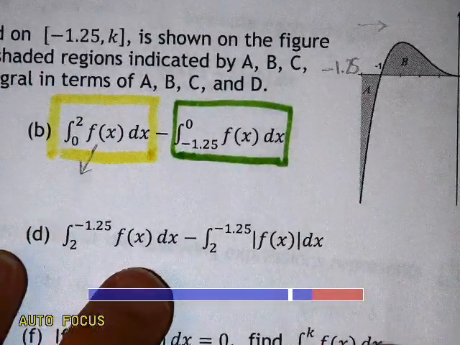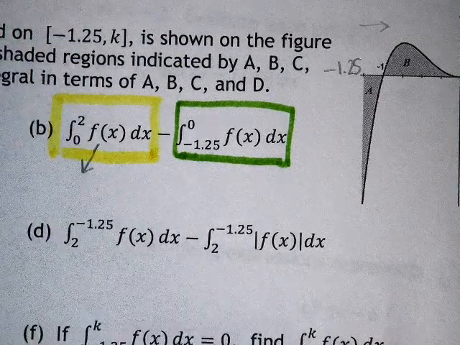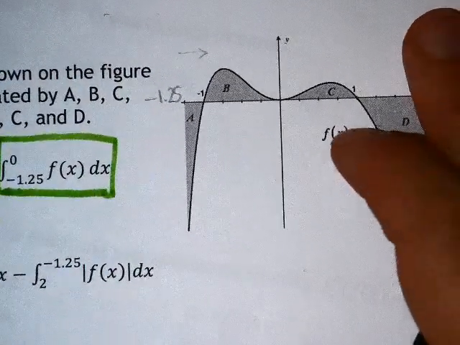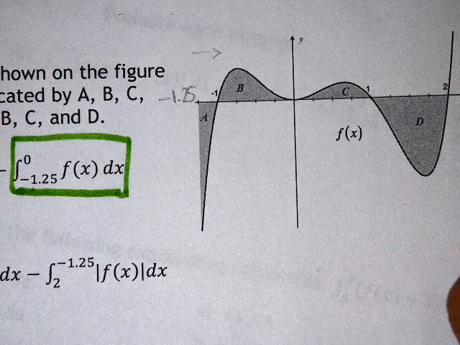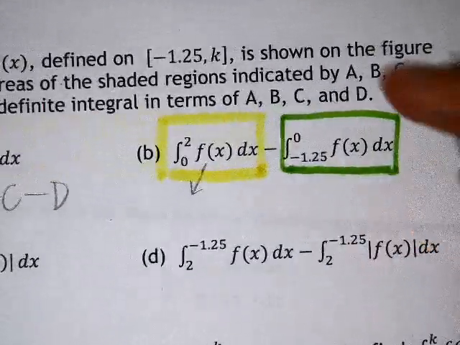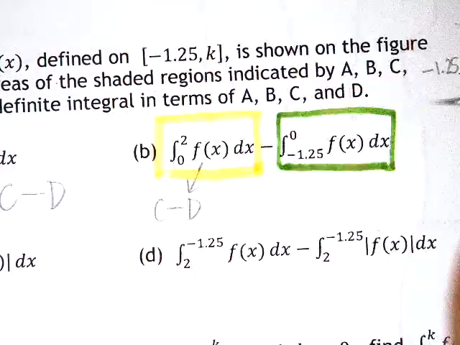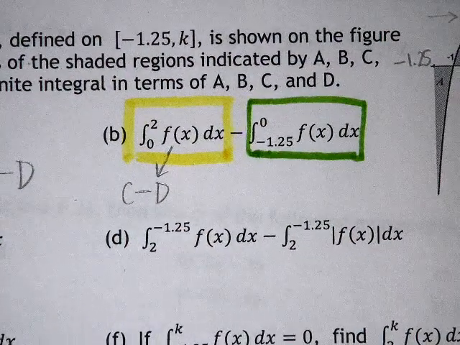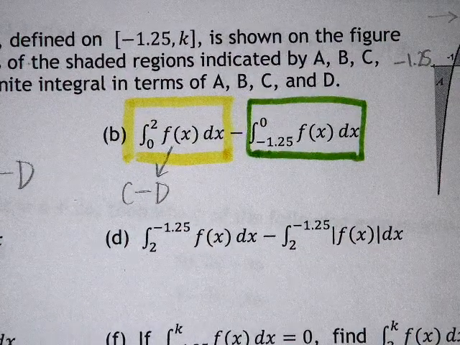So let's just kind of parse this as two separate problems, starting with the first one. The integral from 0 to 2 is the area from 0 to 2, so I'm looking back at my picture. 0 to 2 is this whole thing. We already said c is positive, d is negative, so that must be c minus d. Again, kind of rehashing the logic from the previous question.